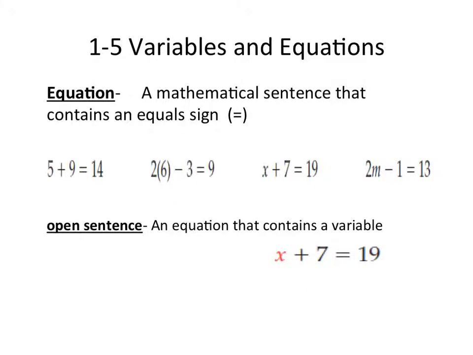This lesson is 1-5 Variables and Equations. We have two objectives. The first, identify and solve open sentences. The second, translate verbal sentences into equations. In order to do that, we have some key terms we need to go over.